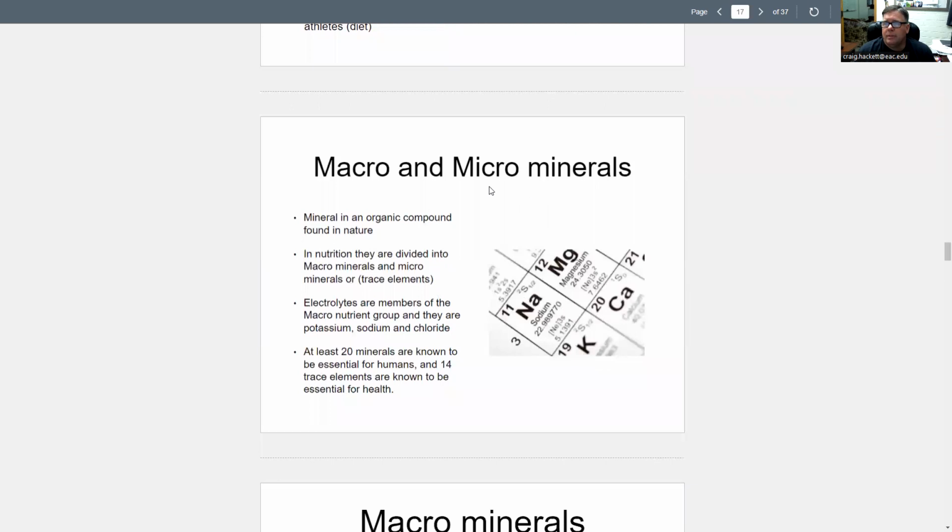All right, so the difference, we're going to look at macro and micro minerals as well. So here are their organic compounds as well.